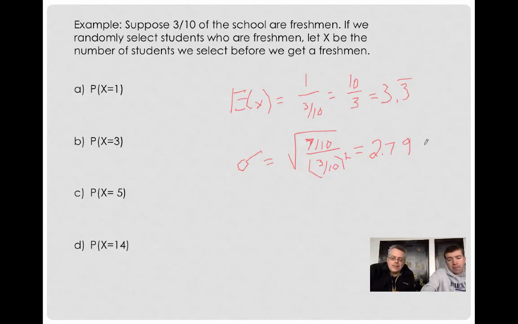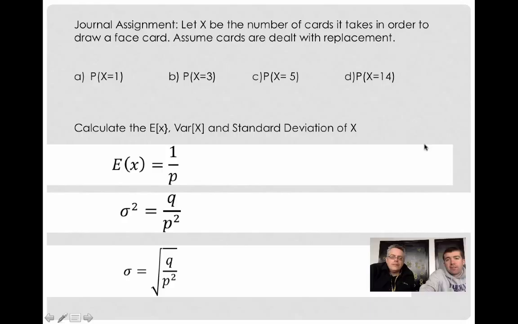All right, now it's time for the general assignment. Here you go. We're going to go back to cards. X is the number of cards it takes to draw a face card. Assume you're dealing with replacement. Here are the probabilities: the probability it takes 1 card, 3 cards, 5 cards, 14 cards, and then calculate the expected value, the variance, and then the standard deviation. We were so nice and gave you those formulas right here. Remember, P is the probability of success, so the probability you get a face card. Q is the probability you don't. All right, good luck.